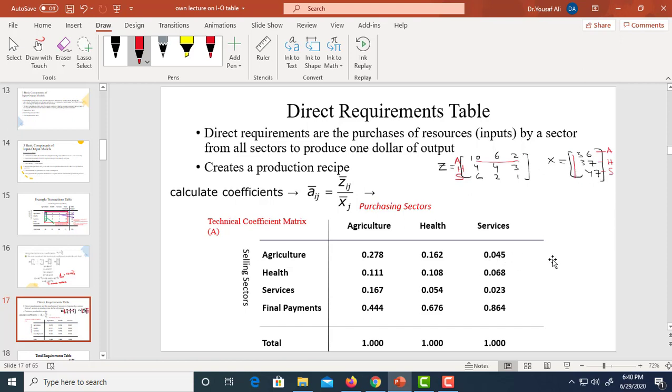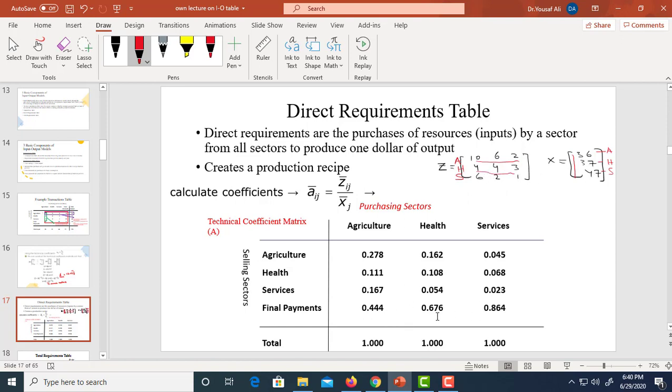Then for the next, you take this row and divide by the output column. So 4 divided by 36 is 0.11, 4 divided by 37 is 0.108, and 3 divided by 47 is 0.068. Similarly for services, you take the services row and divide by the whole output column. X represents the output, and this is the intermediate consumption matrix. So you will get this.